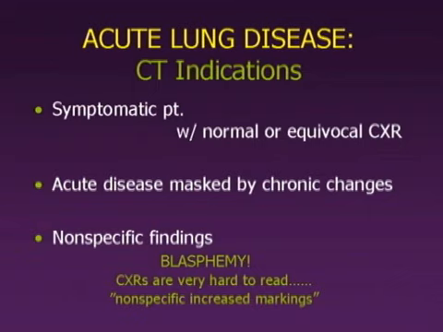The indications, therefore, for CT would include a symptomatic patient with a normal or equivocal radiograph, or a patient whose radiograph has acute disease, but it's masked by chronic changes, or the findings are nonspecific. Now, I know that's somewhat blasphemous for a chest radiologist to say, but the fact is chest radiographs are very hard to read, in my opinion. And the indicator of that is if we all count quietly to ourselves, how many times a day do you use the phrase nonspecific increased markings? Radiographs are hard to read, and many times in a variety of these entities look quite similar.